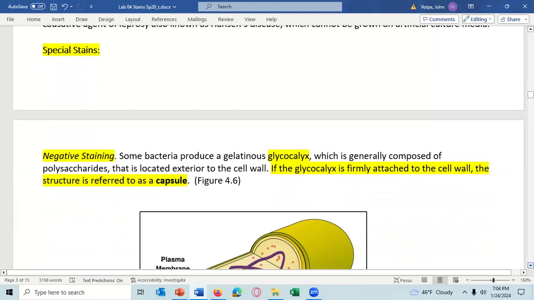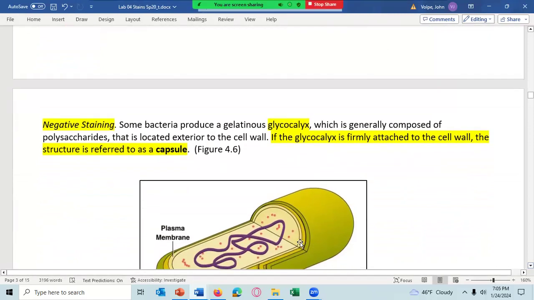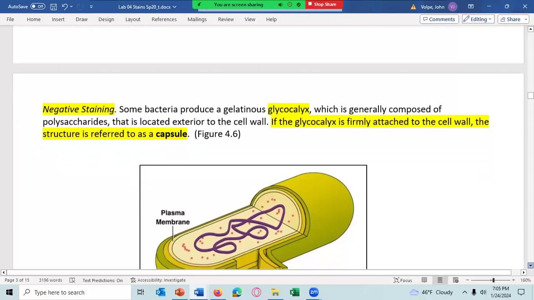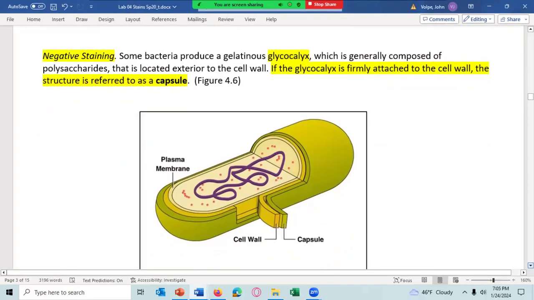All right, let's talk about the special stains. We're going to talk about the capsule stain, which can be a negative stain to illustrate the cell capsule. The glycocalyx is generally composed of polysaccharides, and if the glycocalyx is firmly attached to the cell wall, the structure is referred to as a capsule. You can see the capsule under the light microscope.